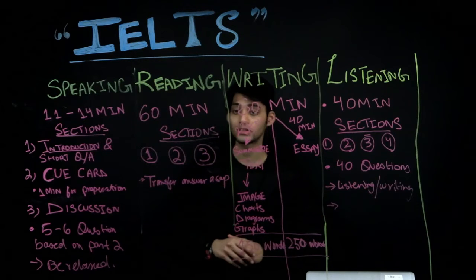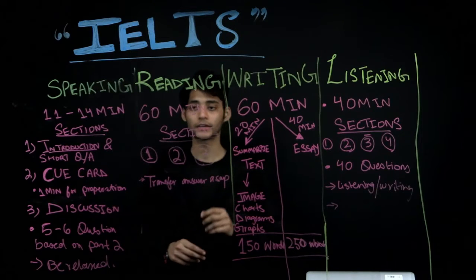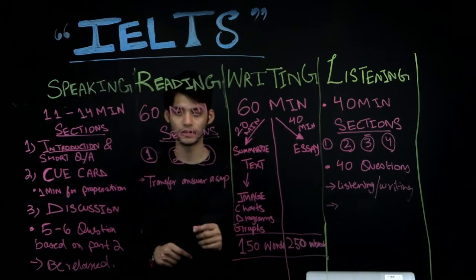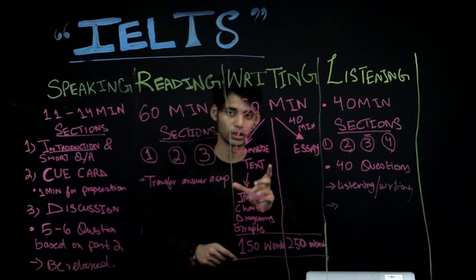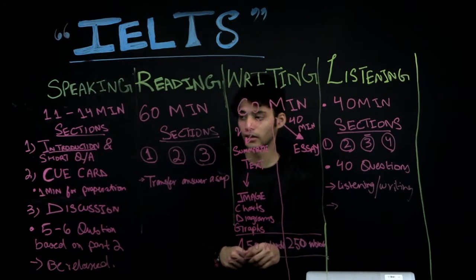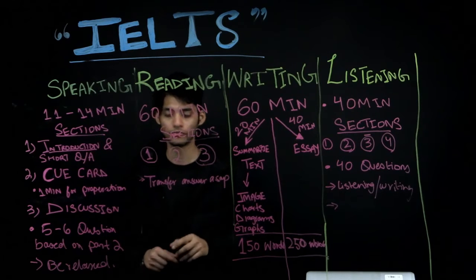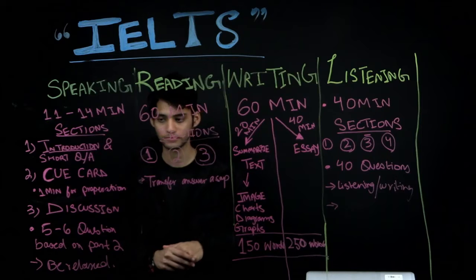Now moving on to section 2. Section 2 is basically a cue card section in which the examiner hands you a cue card with a topic you have to speak about for a minimum of 2 minutes. Don't worry, because you'll get approximately 1 minute to prepare for the whole conversation.